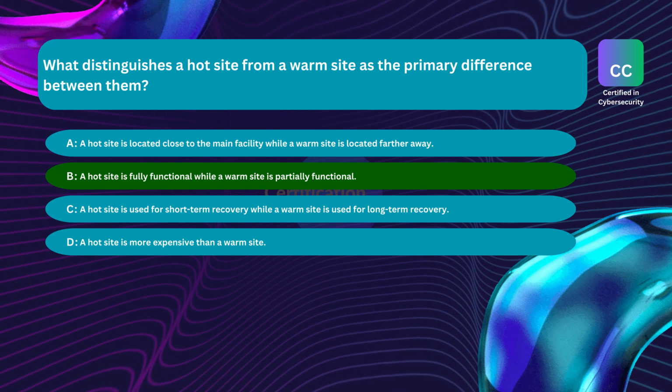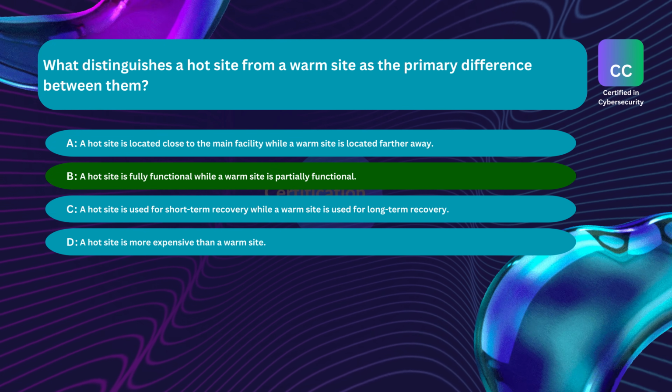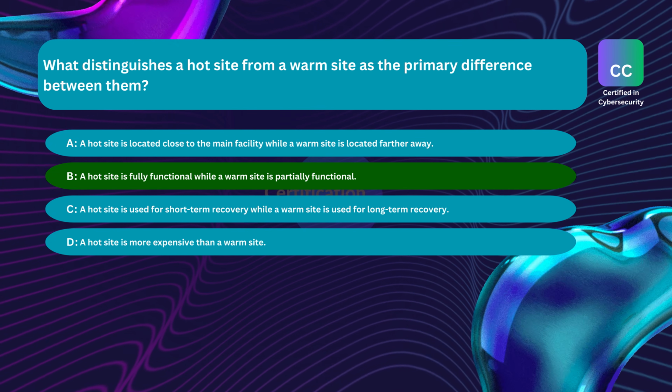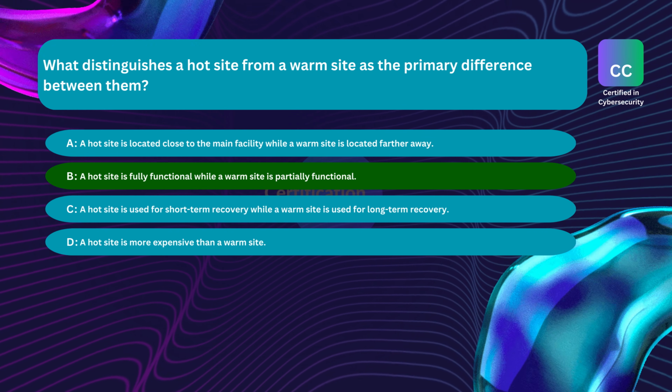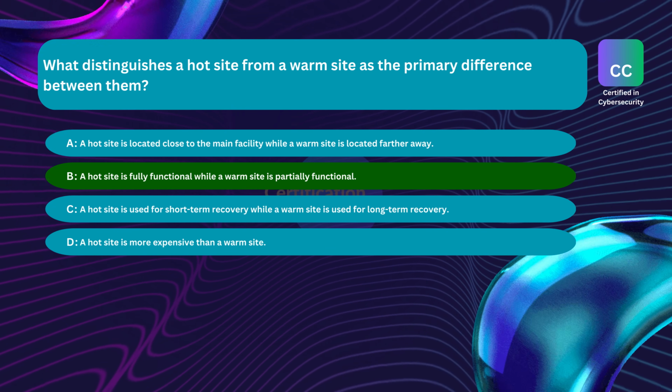A hot site is a fully operational backup facility that is ready to take over the operations of a business in the event of a disaster. A warm site has some limited functionality, such as basic infrastructure, but may require some additional time to be fully operational.